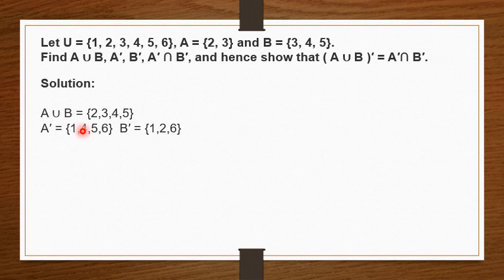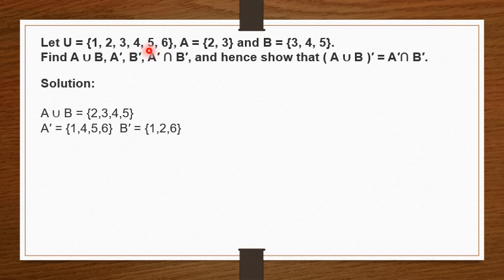Now A complement. A complement consists of every element in U, but we cannot write the elements which are present in A. So what are the elements present in A? 2, 3. So we cannot write 2, 3. What are the remaining elements? 1, 4, 5, 6. So A complement consists of 1, 4, 5, 6.